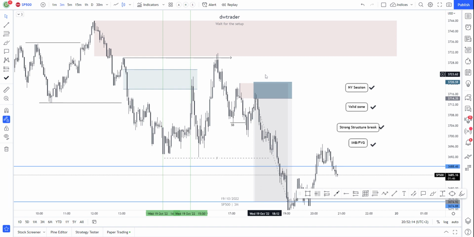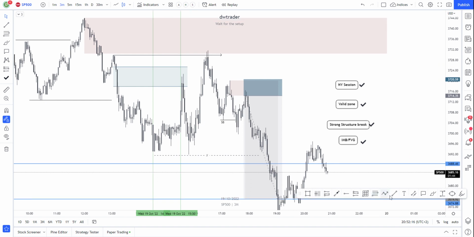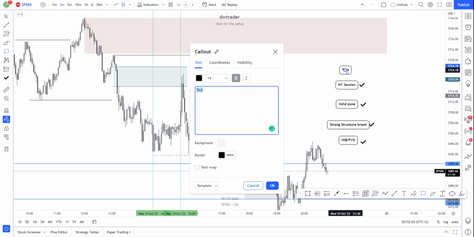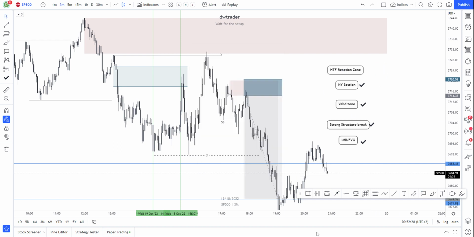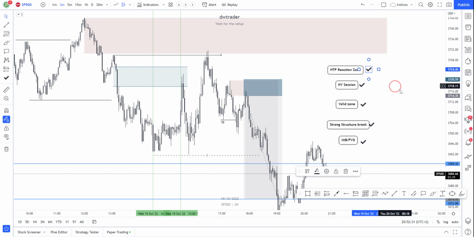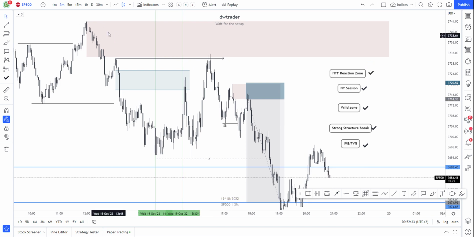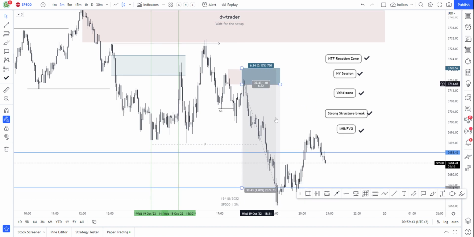Another thing we can add is high time frame reaction zone. That is important as well. So our high time frame 30-minute reaction zone. It reacts off of that zone with a sweep of a previous high, which is good. Breakdown, structure break, and then ultimately trades nicely lower.